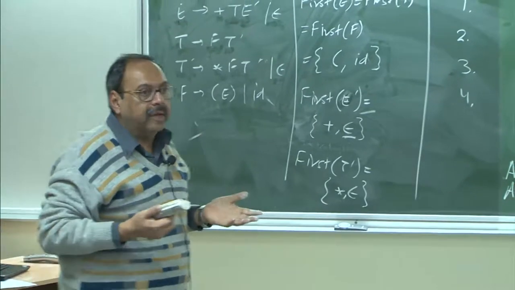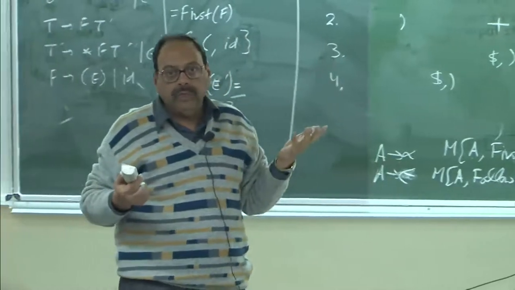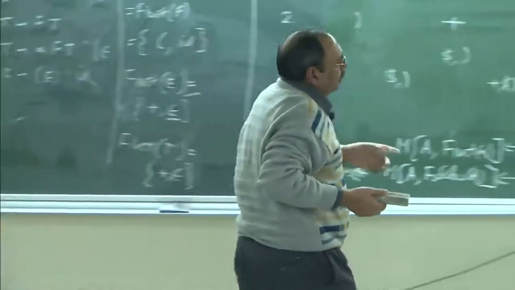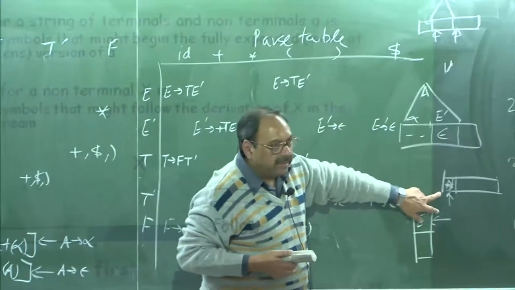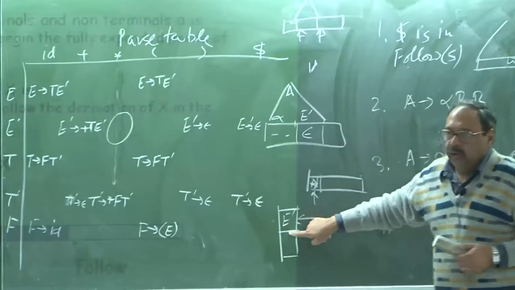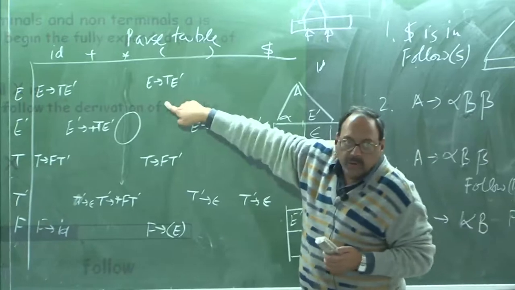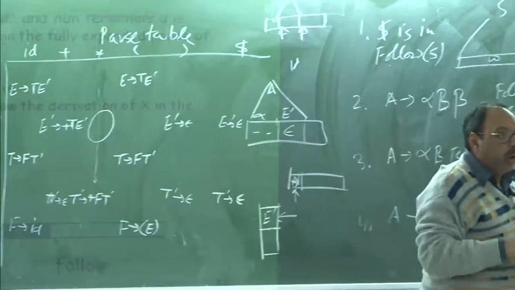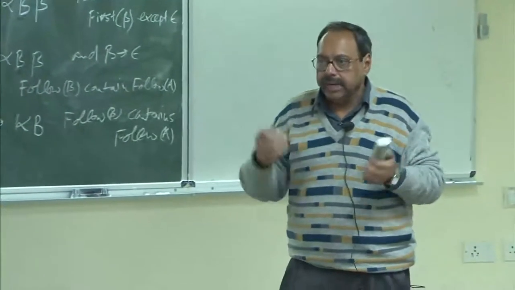So what is the general principle therefore? What are the symbols I must discard? Till you hit a symbol which is in first of E prime. So if my top of stack is E prime, and I have reached an error state, I say start discarding symbols till you hit a symbol which is in first of the non-terminal on top of stack, and then I'll find an entry corresponding to that in the parse table, and hopefully I'll be able to continue parsing from there. That is one strategy.